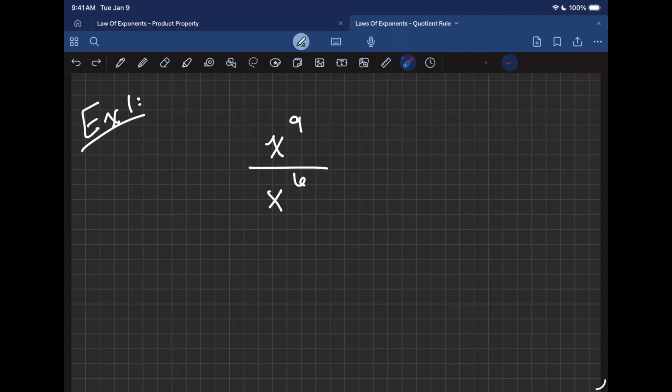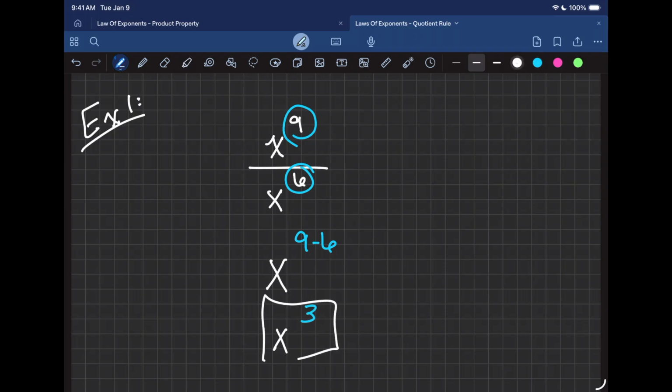So in this case, I'm going to jump straight to step 3, and that is to subtract our exponents. So again, our base was x, our exponents are 9 and 6, so 9 minus 6 would be 3. So my final answer here would be x to the power of 3, and we're done.